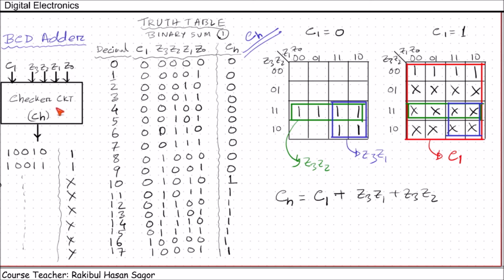Now if we draw the circuit diagram of this checker circuit, we have Z0, Z1, Z2, Z3 and C1. We need to AND Z3 and Z1. The output will be passed through an OR gate. We have Z2, Z3 ANDed, and C1. All these will pass through the OR gate and we will get the CH output, the checker output.